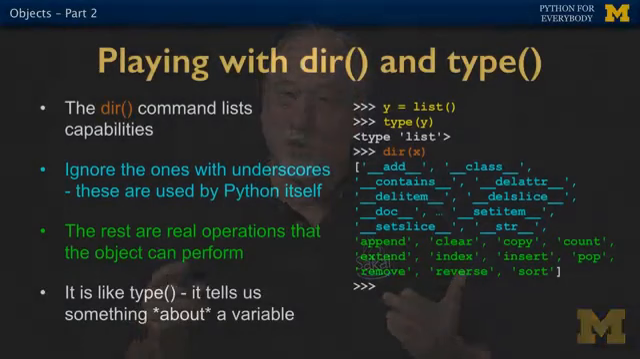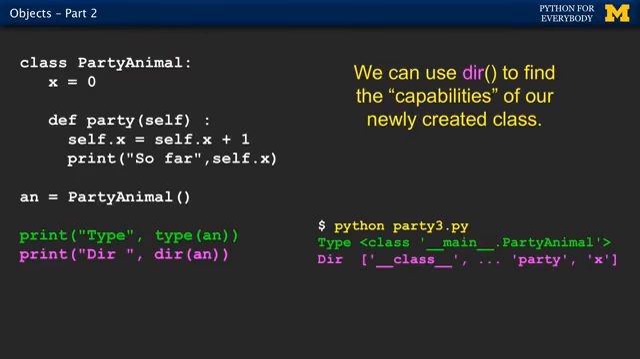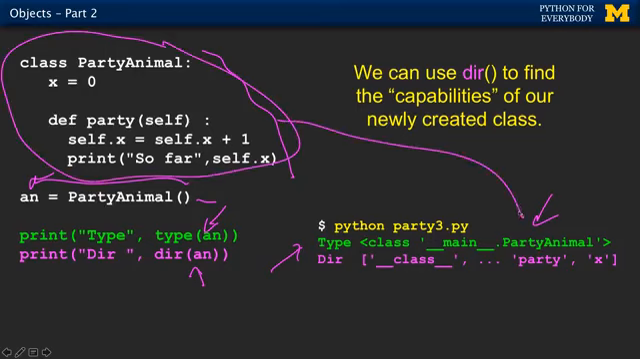Now, like we've shown, the type and the dir tell us what kind of things these are, and the dir tells us what the methods available are. If we take a look at the thing we just created, so class PartyAnimal, and we make a new PartyAnimal and assign it into an, and we say, hey, what is the type of an and what are the methods that are available in an? It will basically say an is of type class __main__.PartyAnimal. That's what it is. And so it says that's the kind of thing that this is. The template from which we created an is this template right here. And so it knows that and remembers that.